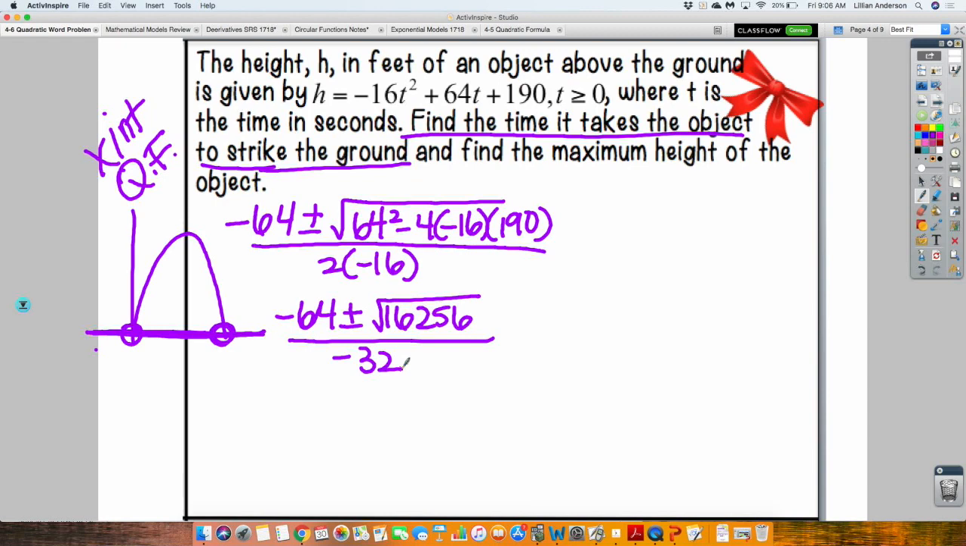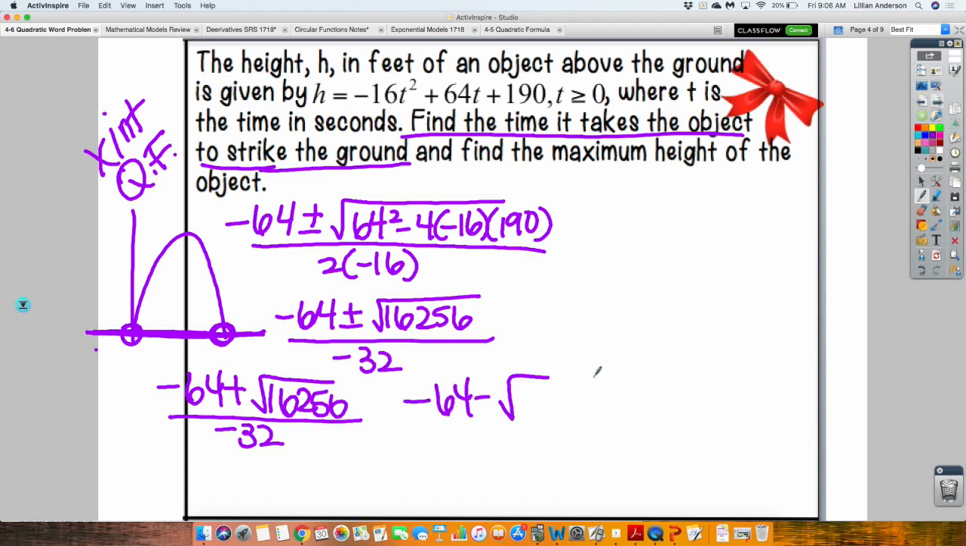You plugged it in? Now, yes, 256 is not a perfect square. But it's asking us the time it takes for the object to strike the ground. We do need to go through with this. So yes, we're going to get some decimals. We're going to get two answers: what we get when we add the square root of 16,256 divided by negative 32, and when we subtract. So you need to type these in and get that decimal approximation.